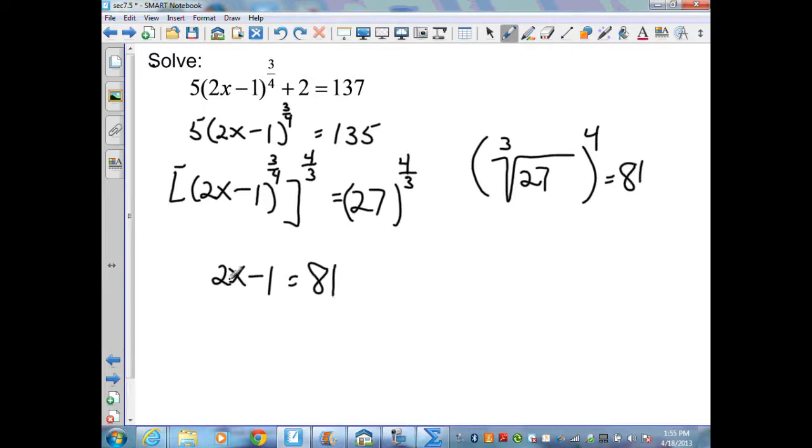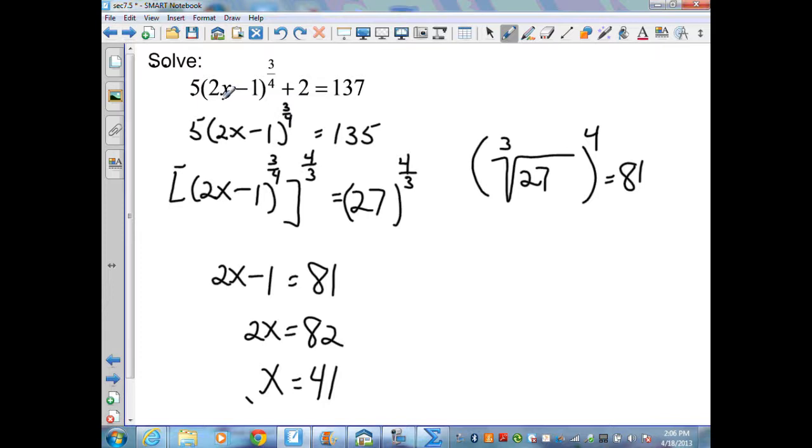Now I have 2x minus 1 equals 81. Add 1 to both sides. I get 2x equals 82. Divide by 2. I get x equal to 41. Now I need to determine if my solution is extraneous. So I need to substitute that back into the original.